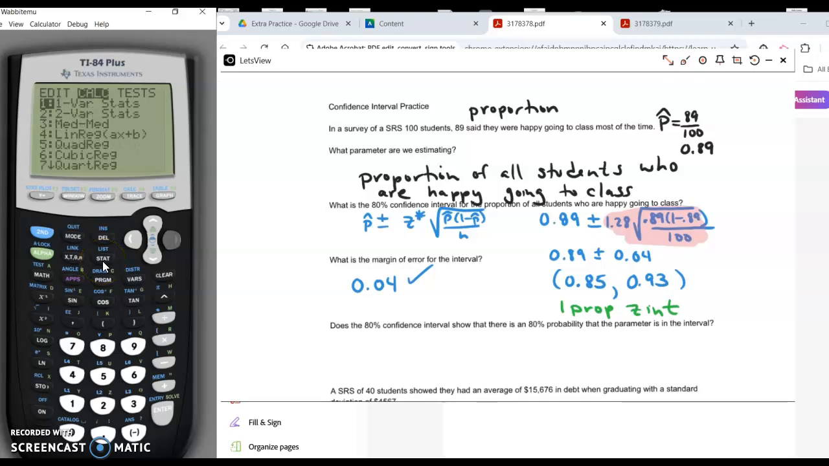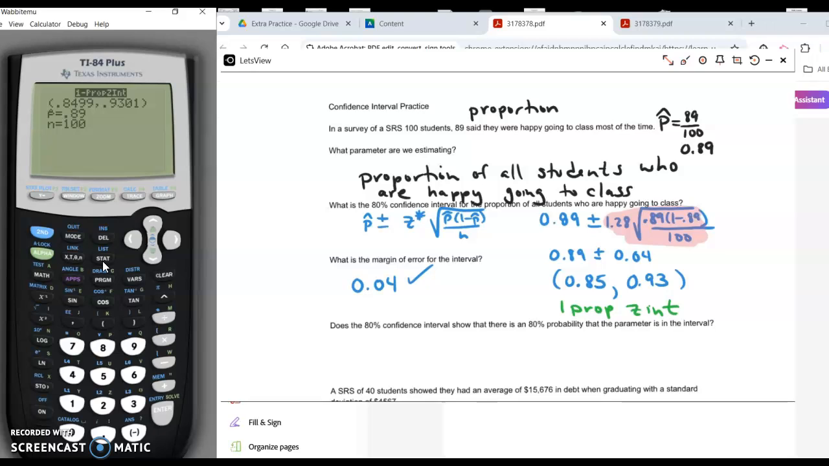So if I go here over to tests, 1-PropZInt I think is down. I think it's either 0 or A. It's somewhere down here. So 1-PropZInt, very easy to do. All I have to do is just put in how many I had in the sample, how many my total sample was, and what my confidence level was. That'd be 0.80 or 80% would be fine. So this gives me 0.8499, 0.9301, which is very, very close to what I got with the formula. So either way is totally fine.